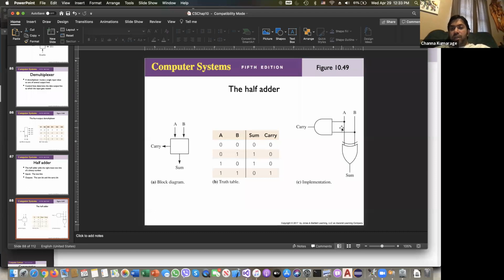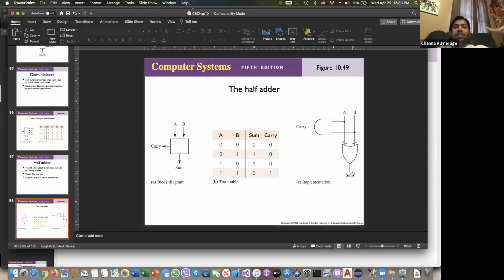If you notice here, the sum is equivalent to an XOR gate. If you see this, only when exactly one input is 1, the sum is 1. So this is the XOR gate, right? The carry bit is 1 only when both are 1. That's why for A and B, the AND gate is this. So altogether, this combination, we call it a half adder.